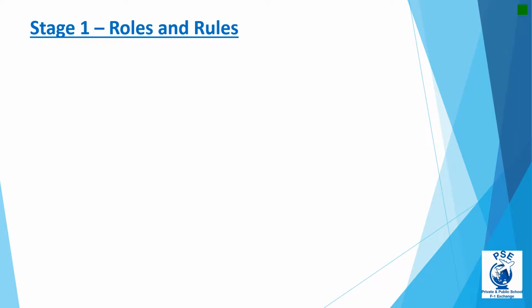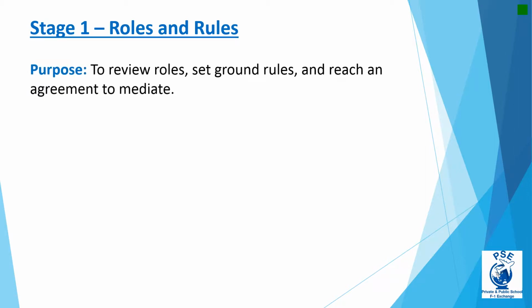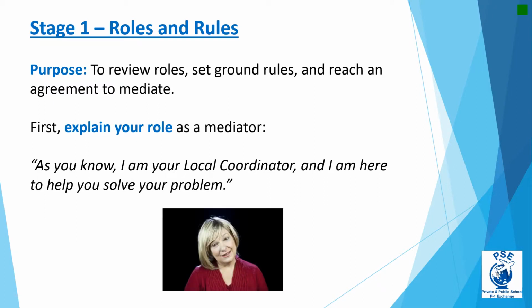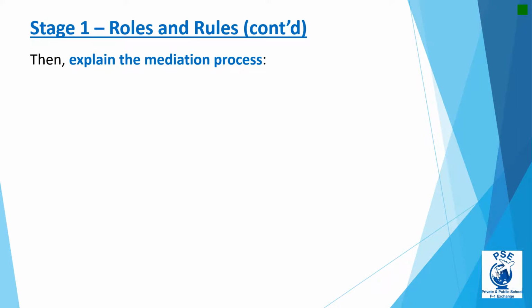Stage 1, Roles and Rules. The purpose of Stage 1 is to review roles, set ground rules, and reach an agreement to mediate. First, explain your role as a mediator. You can say something like, "As you know, I'm your local coordinator, and I'm here to help you solve your problem." Then, explain the mediation process.